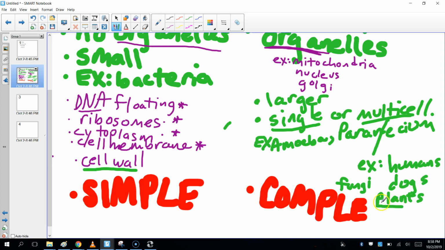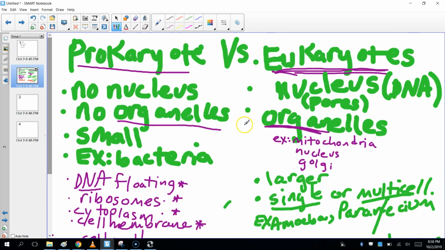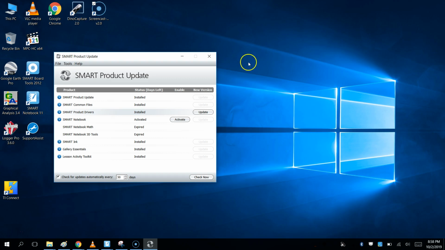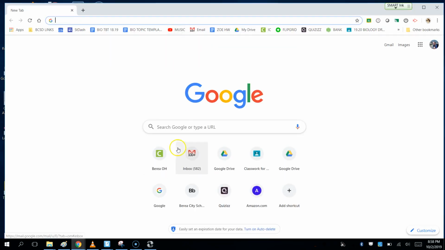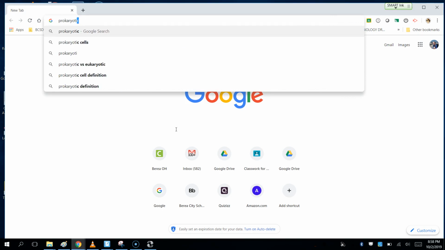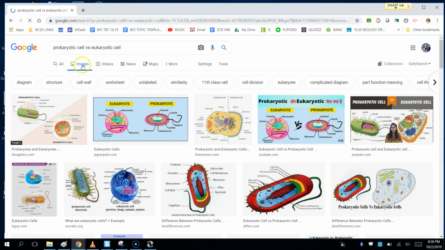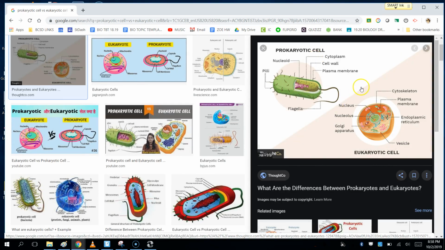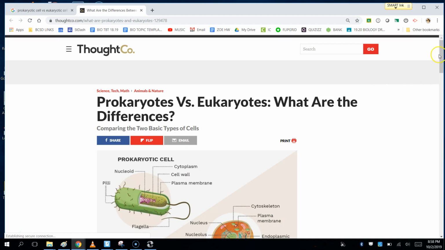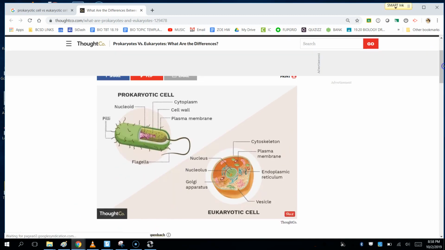And the reason why they are considered complex is quite simply because of all of the things that are inside of a eukaryotic cell, all of those organelles. So what I want to do now is actually show you a picture of a prokaryotic cell versus a eukaryotic cell. And on the EOC, they will probably have a picture of prokaryotic cells and eukaryotic cells. And you'll have to identify then which is which.